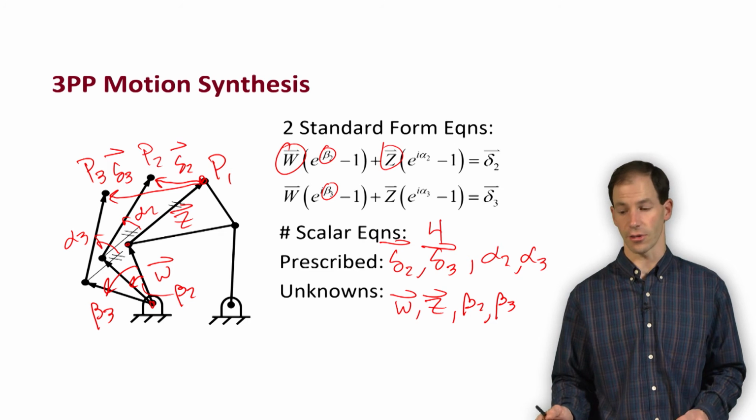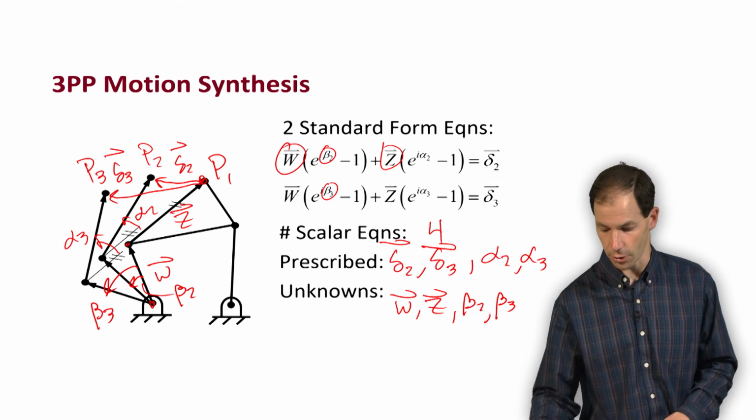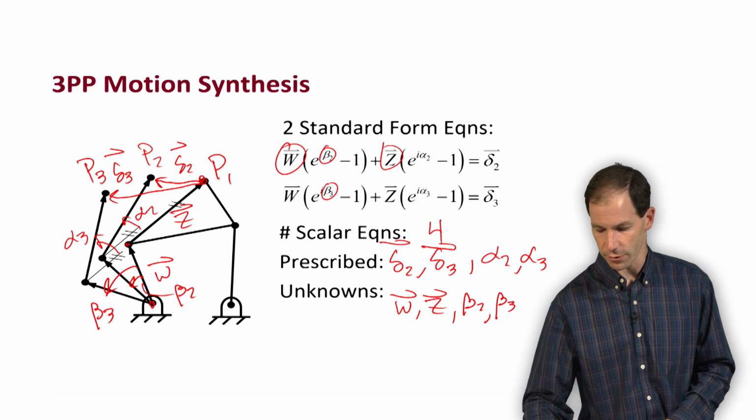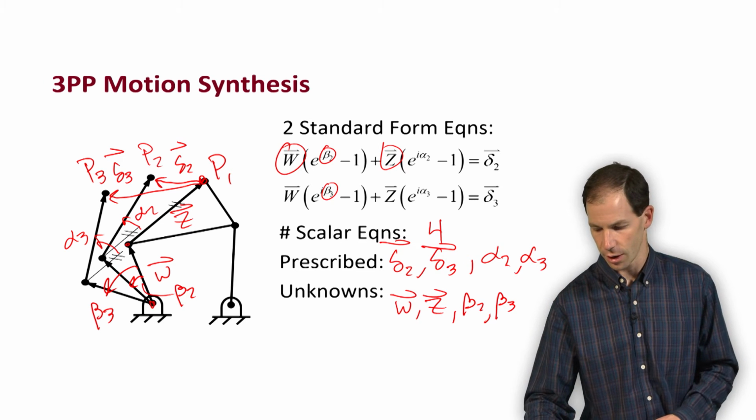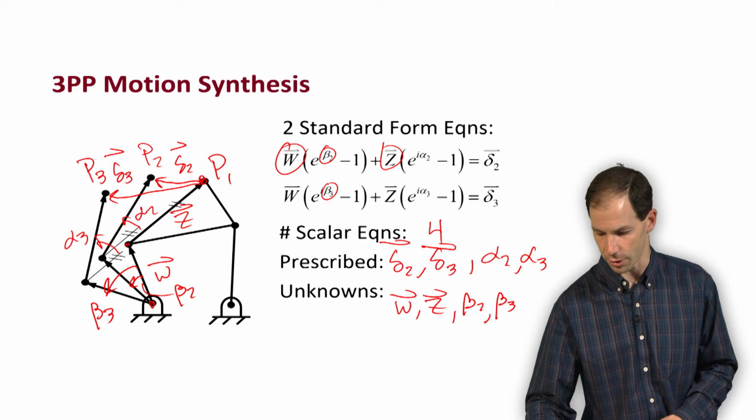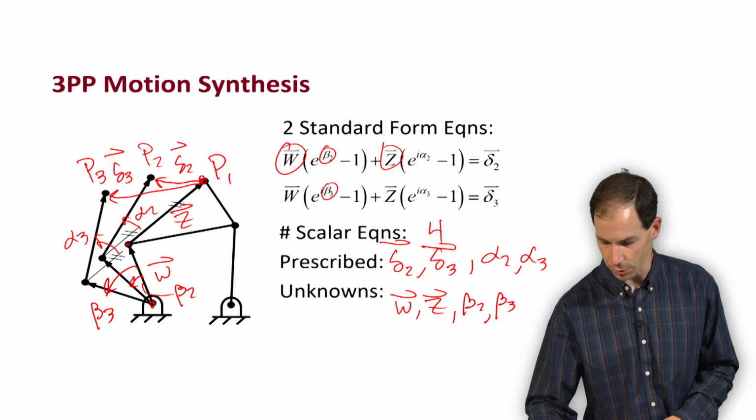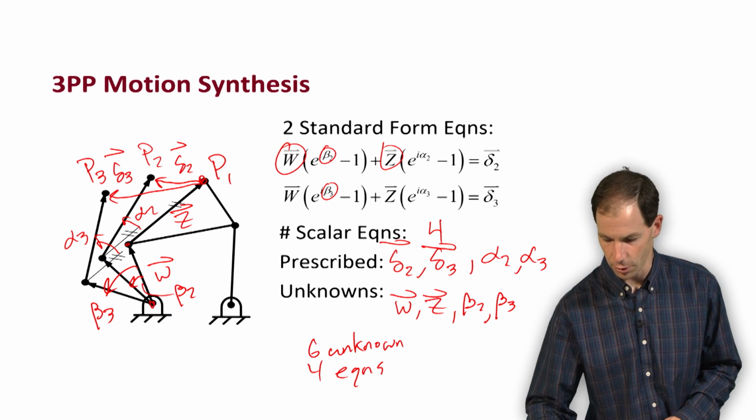So when I start to add all these up and say how many equations, how many unknowns, I have my unknowns: I've got 2 in W, 2 in Z, because they're x and y components, and then 3 and 4 as far as beta 2 and beta 3. So I've got a total of 6 unknowns, and I've got 4 equations. So I need to make 2 free choices.